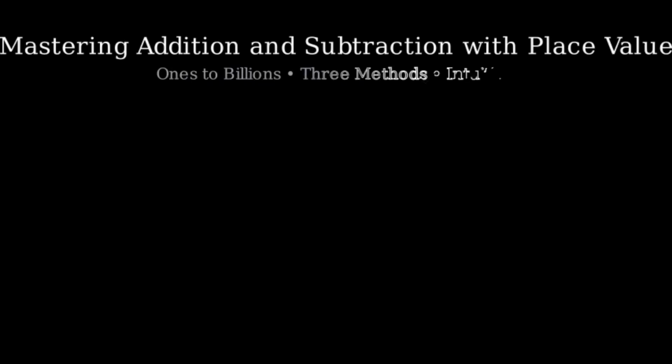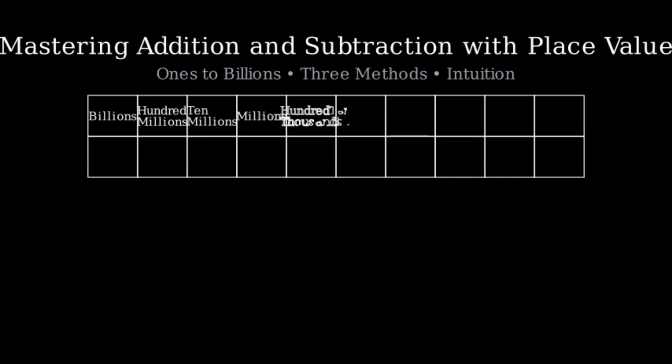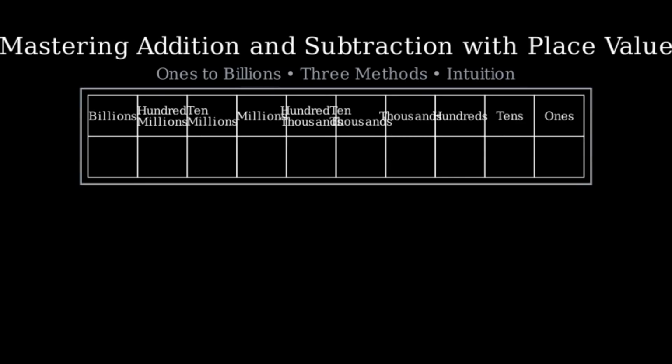Welcome! In this lesson, we will master addition and subtraction using place value. We will solve two 3-digit additions in 3 different ways and two 3-digit subtractions in 3 different ways. Along the way, we will use a place value table from ones to billions, and then try some harder examples to deepen understanding. Before we compute, let's ground ourselves in place value.